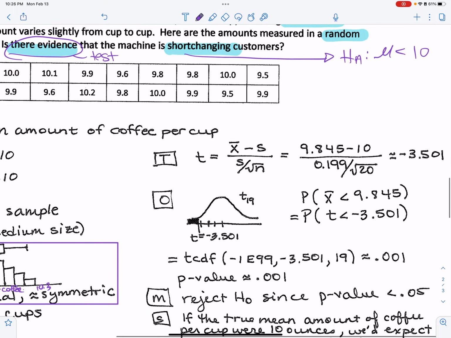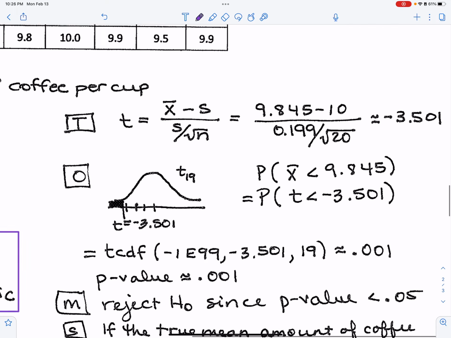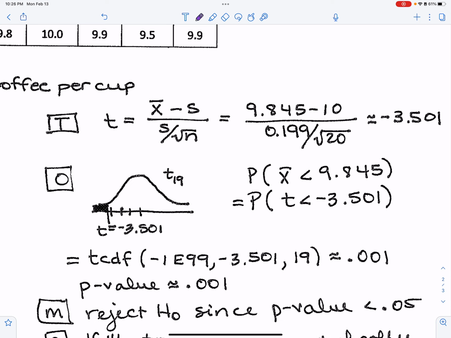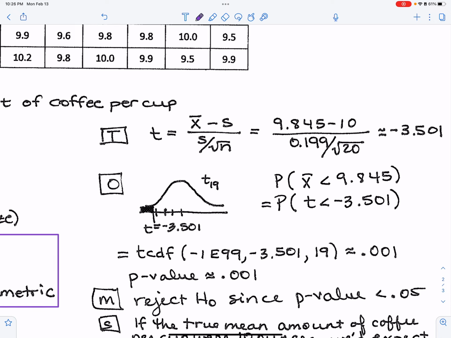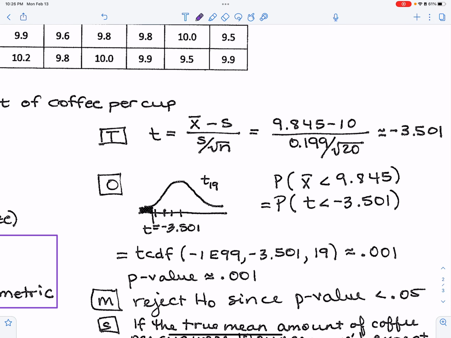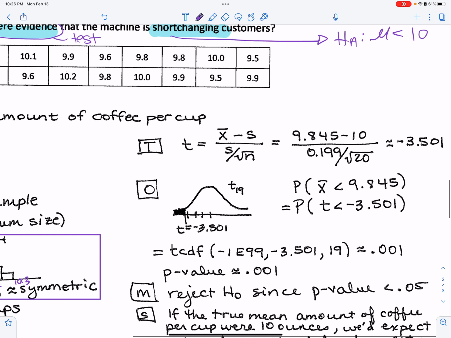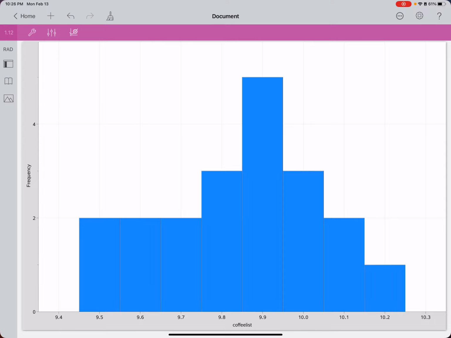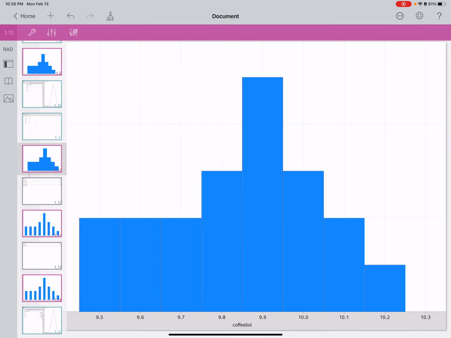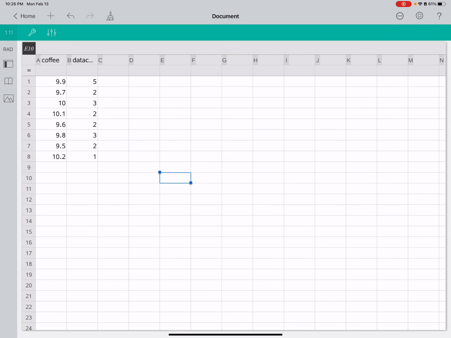So the next one, the test statistic, is x bar minus mu over s over square root of n. And how you get your data is you can do the 1 variable statistics, or let's go ahead and I'm going to show you a 1 sample t-test on the calculator. You definitely could go ahead and find the mean and standard deviation of all of this, but let's just do the 1 sample t-test and get it for you. So I'm going to go back to our data, and I'm going to go ahead and run it.